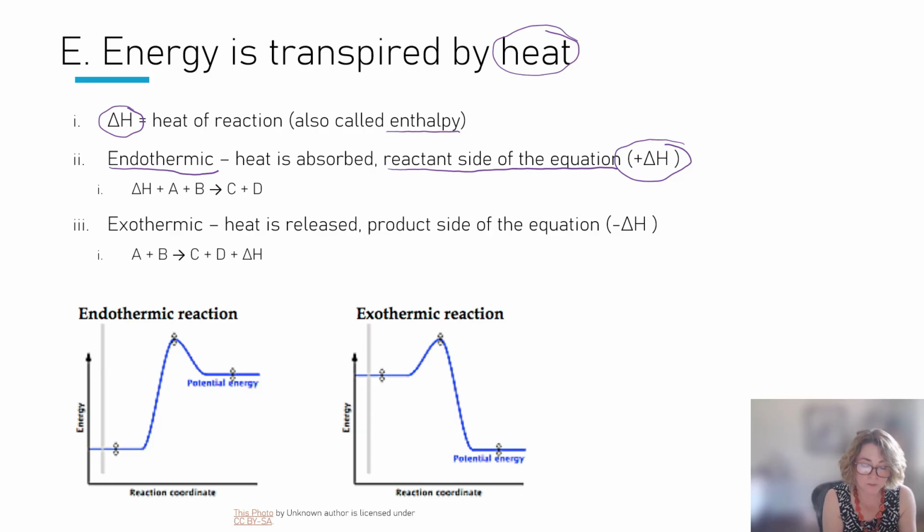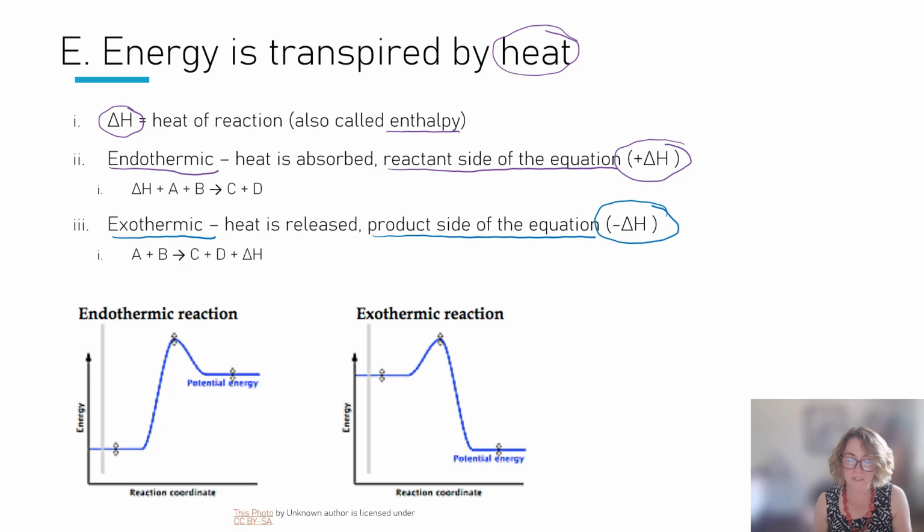Now, if heat is released, it is an exothermic reaction, right? So heat is released, heat will be on the product side of the equation, and then we will tell you that that delta H, if we give you that value, is negative. And again, it doesn't mean that it's negative heat. It's just that sign helps us to know whether or not it's exothermic or endothermic. So if it's positive, it's endothermic, and if it's negative, it's exothermic.